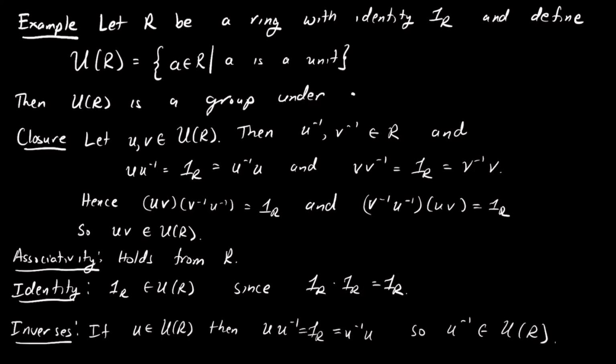And then finally, inverses. Well, if u is a unit, what does that mean? That means u times u inverse is 1, and u inverse times u is equal to 1. But what does that tell me? That tells me that u inverse is invertible, and its inverse is u, right?